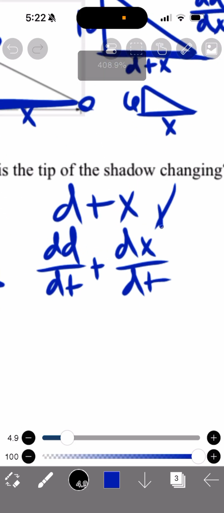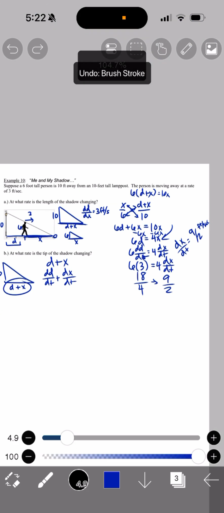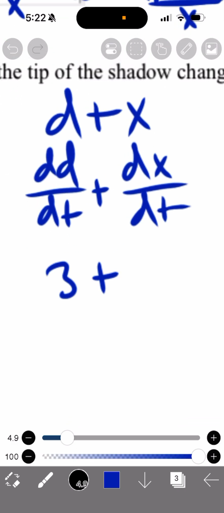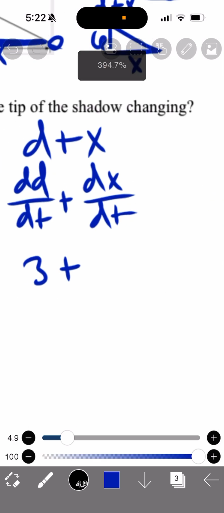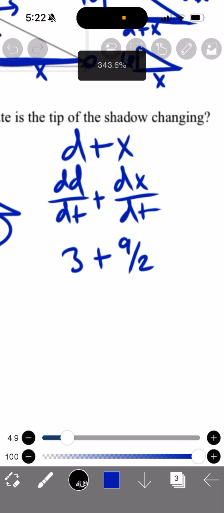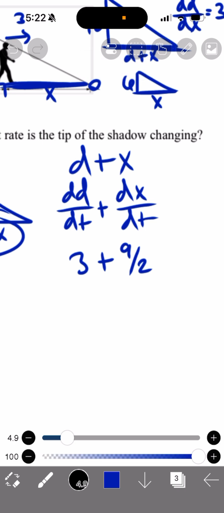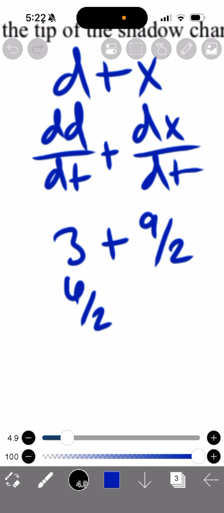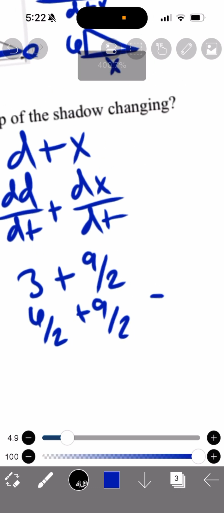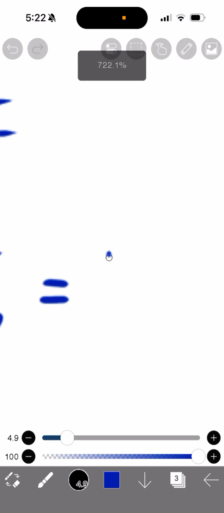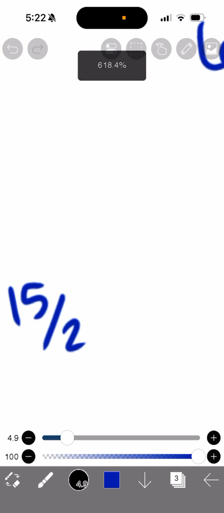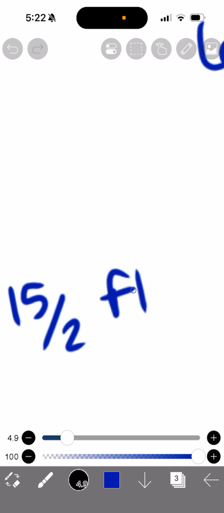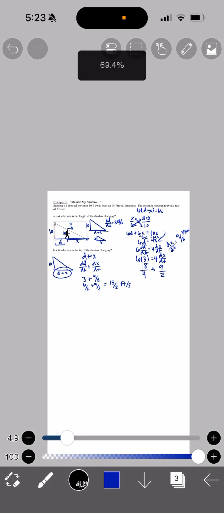But we already know both of these values from the previous problem. We found that dd over dt is equal to 3, and that dx over dt is equal to 9/2. Now from here, we can just add these two together. You can use a calculator or you can do it by hand. If you do it by hand, that is going to be 6/2, because 6/2 is equivalent to 3, plus 9 over 2, equal to 15 over 2 feet per second. And that is how you solve this.